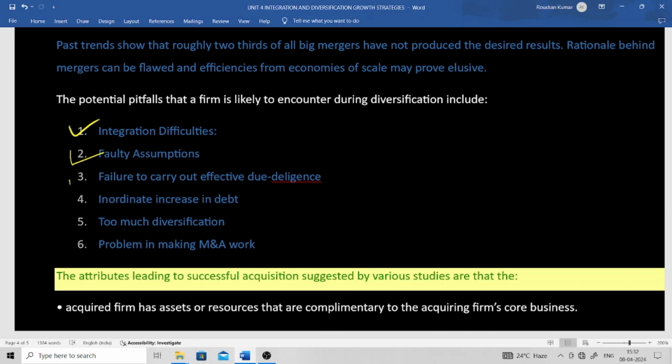Now the third one is failure to carry out effective due diligence. The failure to complete due diligence often results in the acquiring firm paying excessive premiums. Here it means paying more than the target firm's actual worth. If the target firm's price or premium is less than what has been paid, then that is going to be a failure for the merger or acquisition.